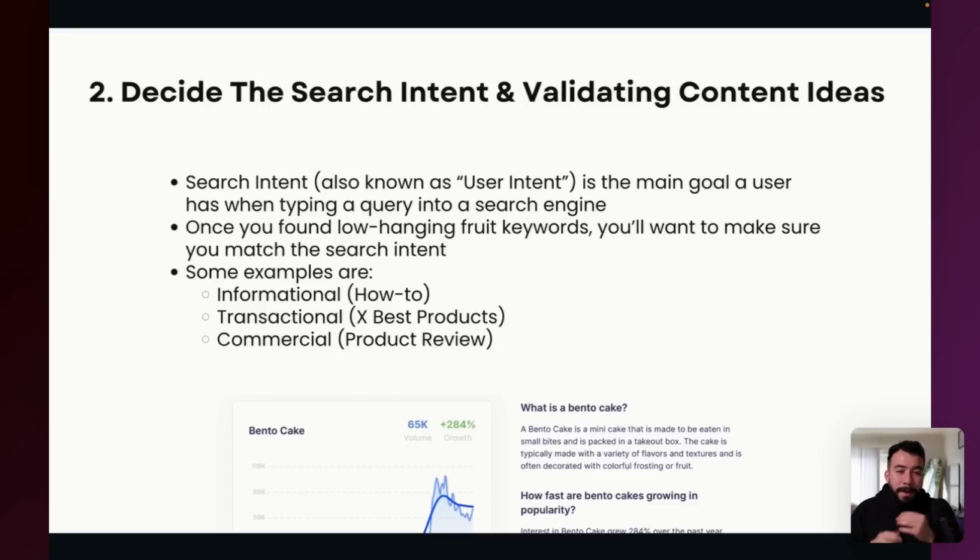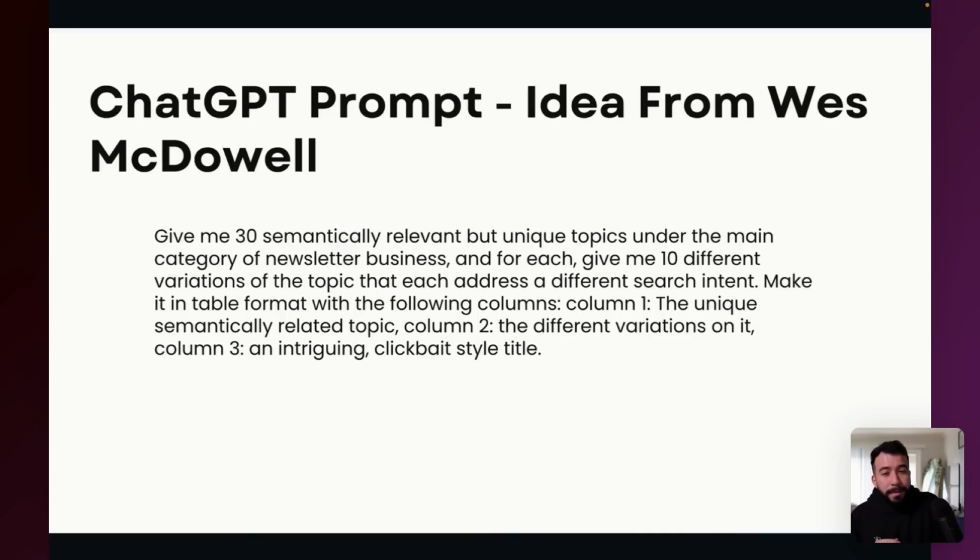So just to round it up here, you want to make sure that you decide on the search intent for these keywords, and you want to validate the content ideas. The good thing is we have a ChatGPT prompt idea that I got from Wes. He's an amazing SEO and website course creator on YouTube, so I'll go ahead and tag him in the description. But I got this prompt from him. So we're going to enter this prompt for a specific topic that we found, into ChatGPT, and continue onward with this process.